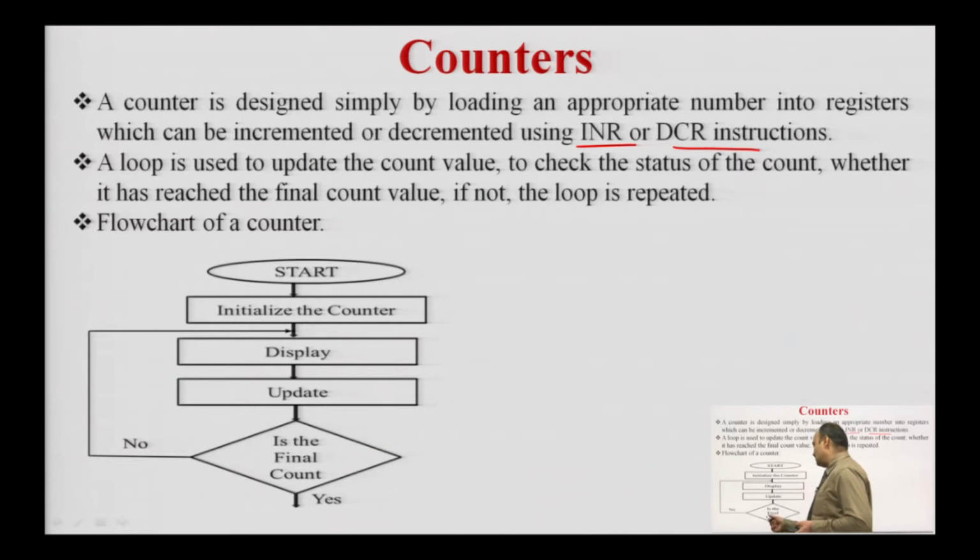If the final count is not reached, then the loop is iterated again and continues. If the count value is reached, then it will terminate the loop and come out of the loop. This is the flow chart of the counter. In this flow chart, we first need to initialize the count value, and then display this count value, which is the initial value.